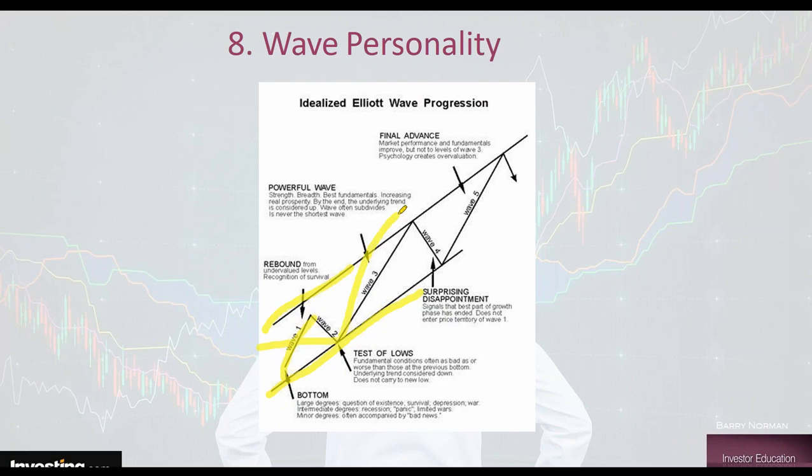Wave 3, remember, wave 3 cannot be the shortest. Wave 1 was short. Wave 5 was long. And then we're looking for wave 4 to almost have the same depth as wave 1. Okay. And this is the progression of an Elliott wave.